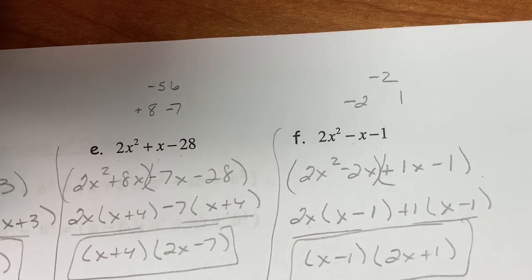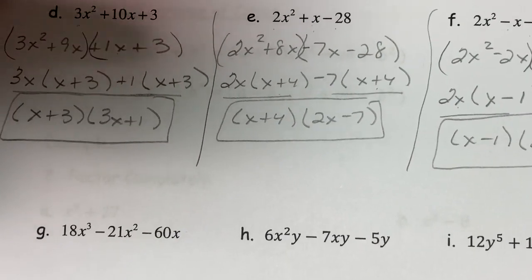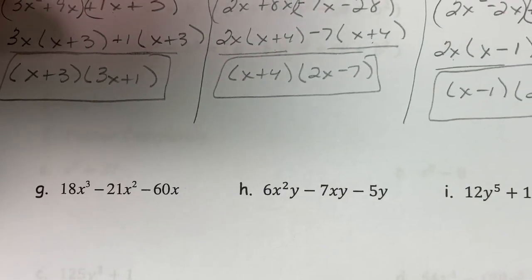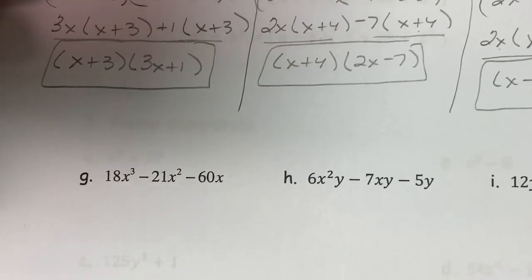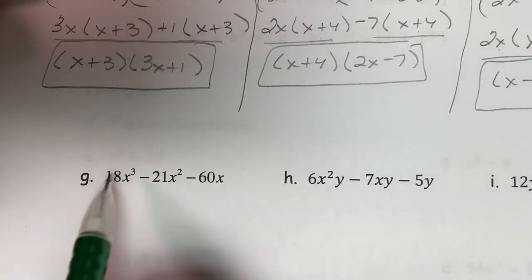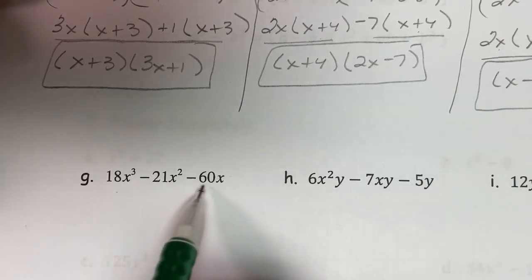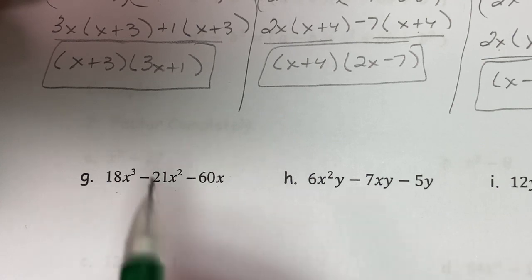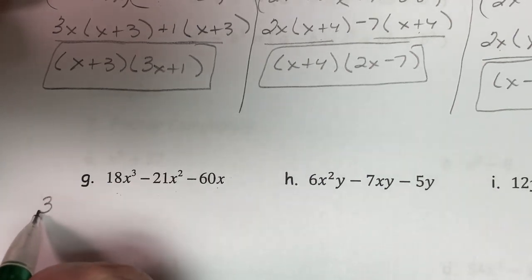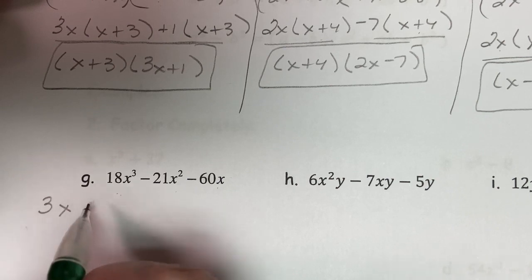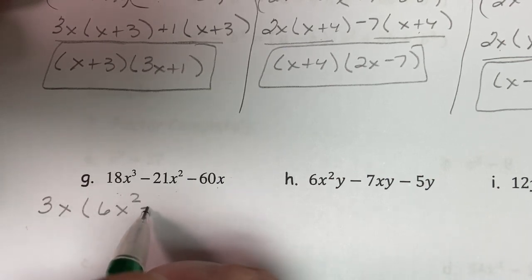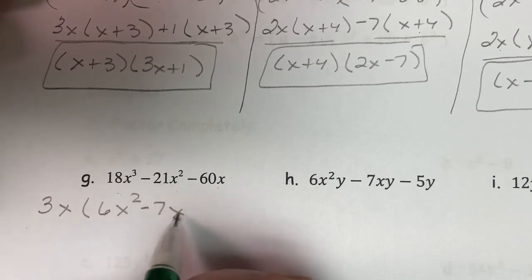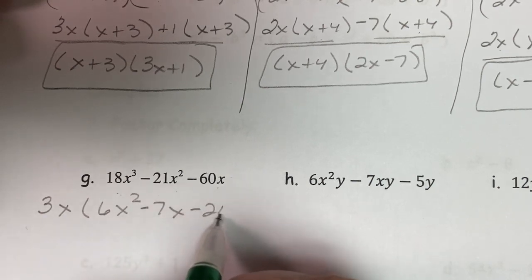So for G, H, and I, you can see that you've got to take a GCF out of there first in all of the cases. So what is my greatest common factor? Because remember, that's the first thing you should always do. My greatest common factor for these three terms looks like it's going to be a 3 and an x, which would leave me with 6x squared minus 7x minus 20.